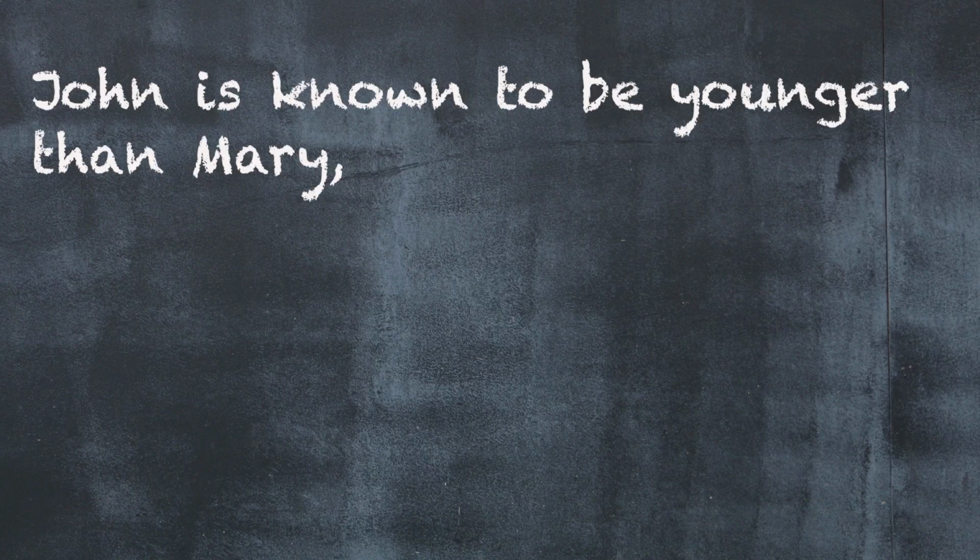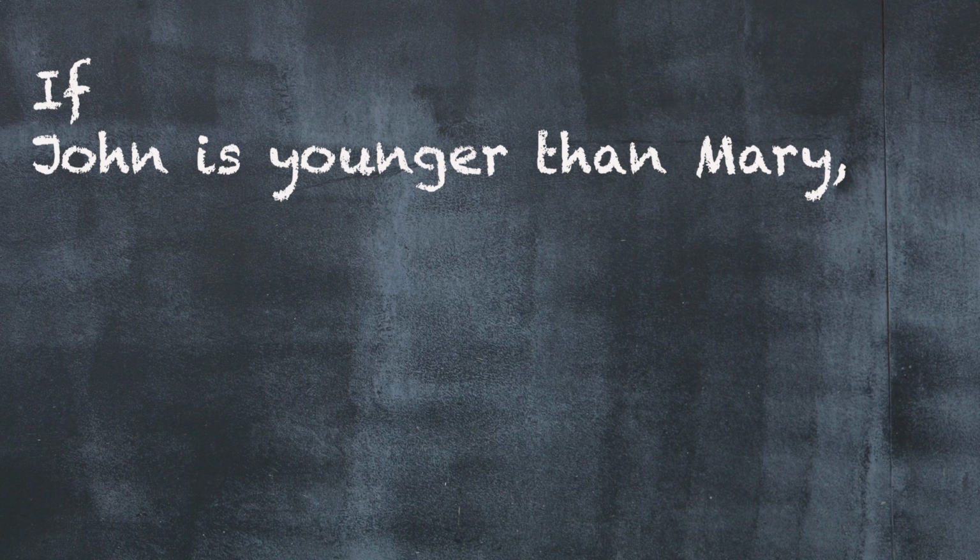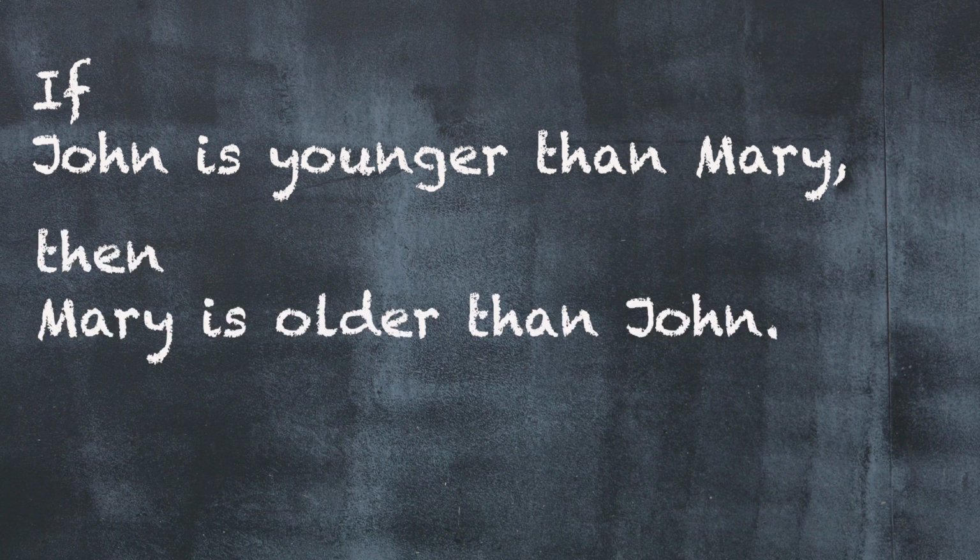John is effectively known to be younger than Mary. We can therefore conclude that Mary is older than John, and this with absolute certainty. If there was any doubt about the relative age of John and Mary, we would have said if John is younger than Mary, then Mary is older than John.